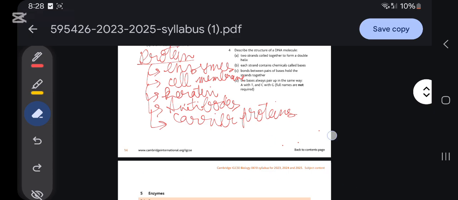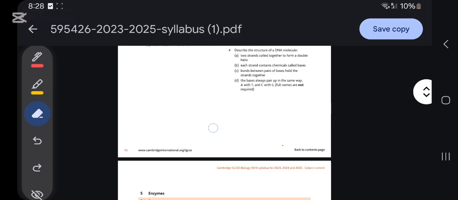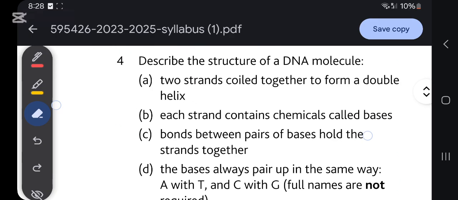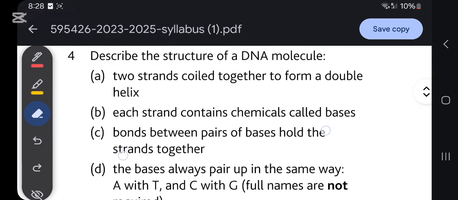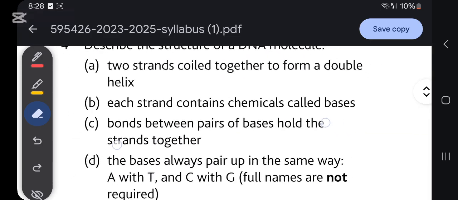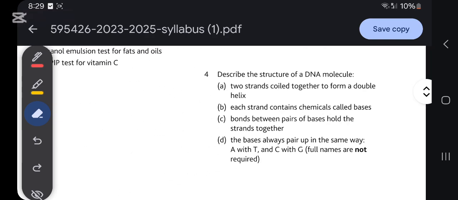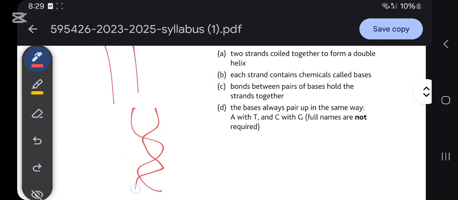Now let's have a look at DNA. This question I believe was asked in paper 4. Two strands coil up together to form a double helix.